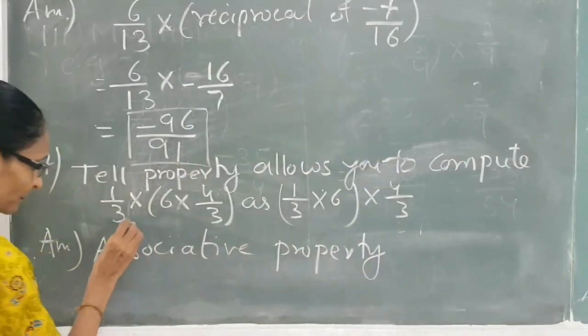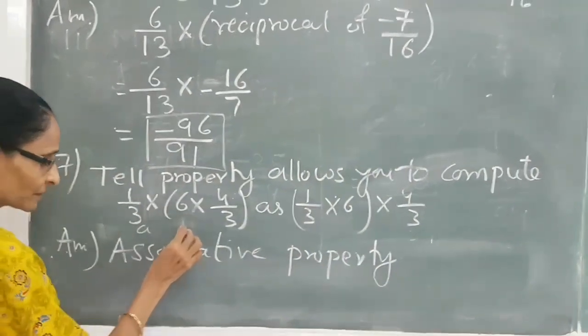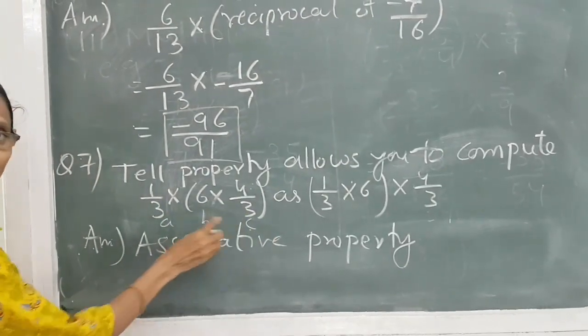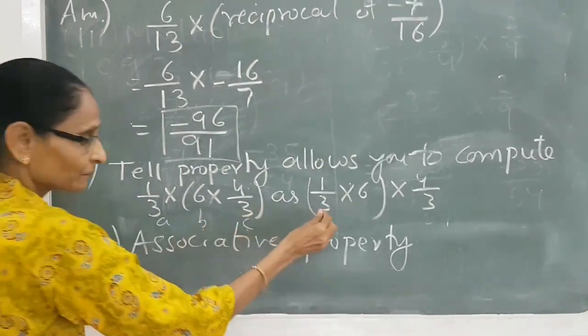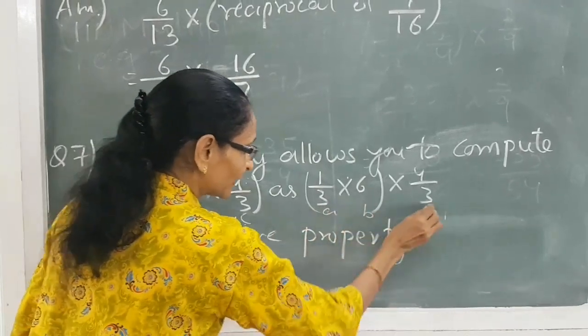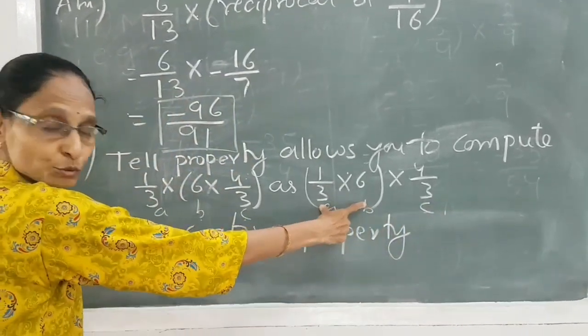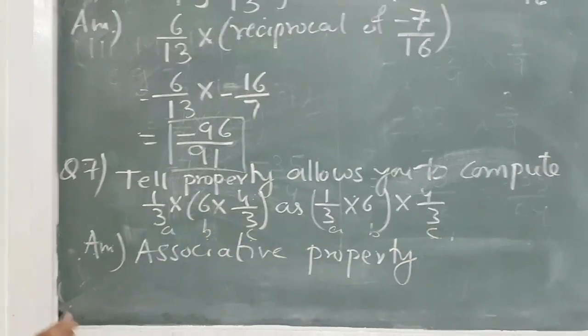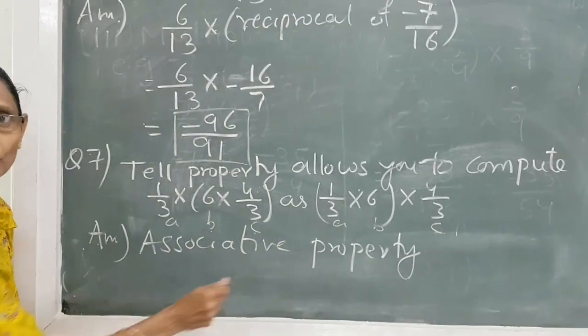See, this is A, this is B, this is C. So A multiply the last bracket B into C. Same way A, B and C. Now they have taken first two terms. A into B, C is outside. So which property? Recollect, associative property.